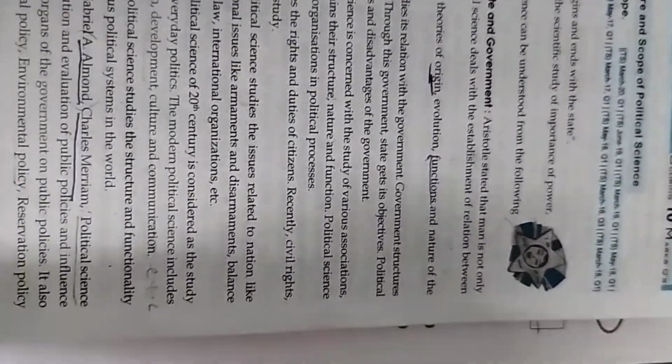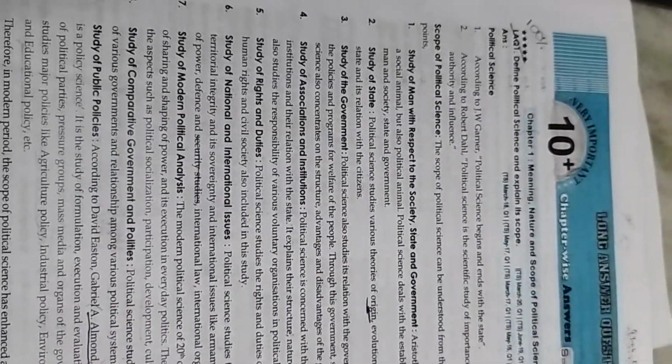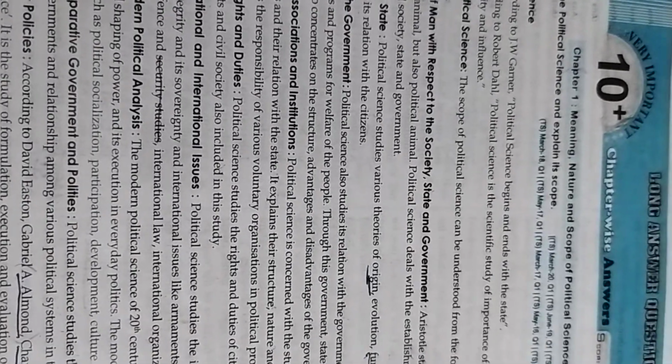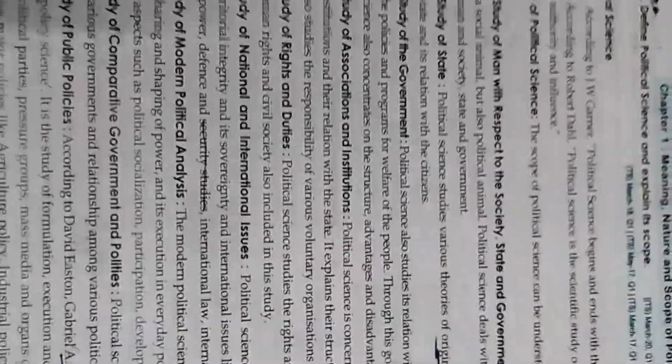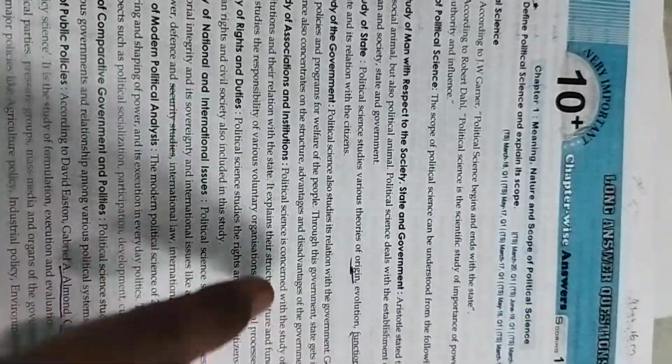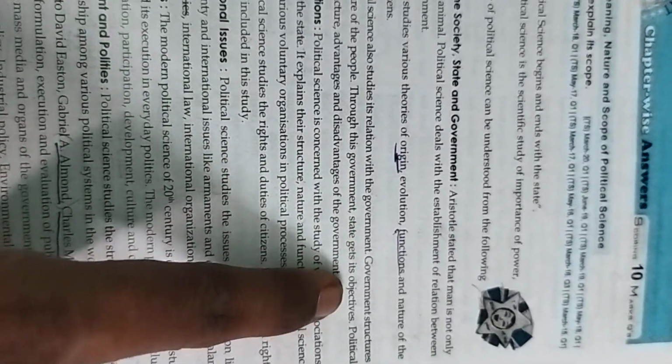Government structures policies for the welfare of the people. Yes or no? Government structures policies for the welfare of people. For example, latest schemes the government structures for the welfare of people. Through this the government states get its objects.